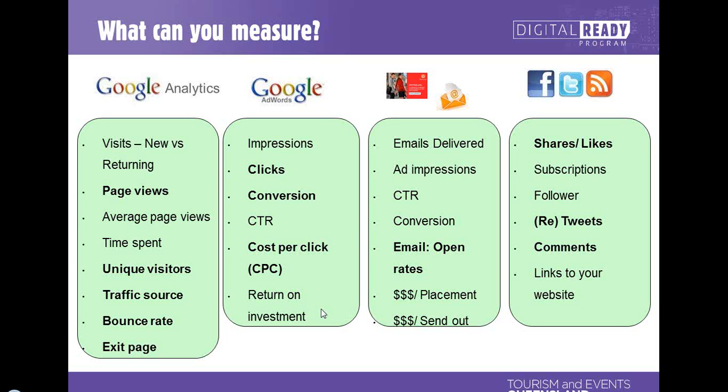You can measure, again, the click-through rate, so either on your email or on your ad, how many people clicked on something, and of those people that clicked, how many converted. Did what I wanted them to. You can measure things like open rates on your email. Say I sent an email out to my database of 5,000 people, and of those 5,000 people, 500 opened it, so you can measure that as a percentage. That's called your open rate. How much it costs you for the placement and how much it costs you to send the emails out.